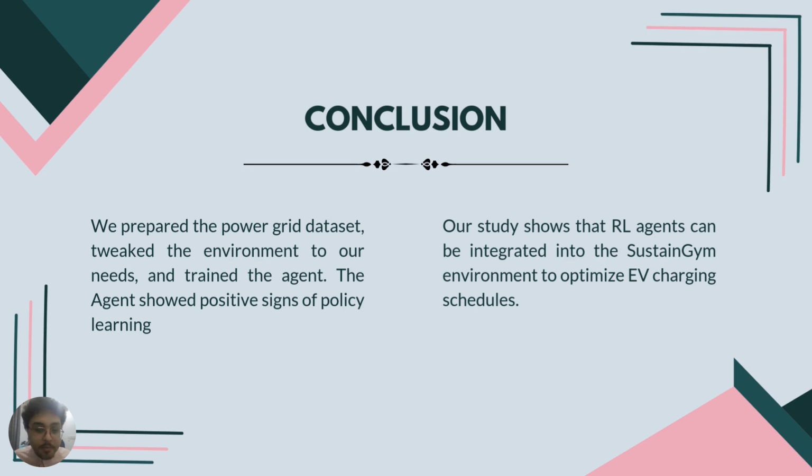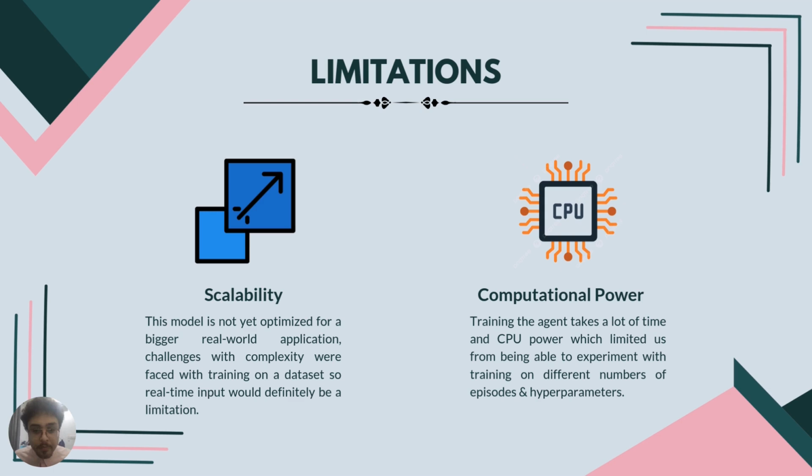For the conclusion, we prepared the power grid dataset, we tweaked the environment to our needs, and we trained the agent. And the agent did show some positive signs of learning. Our study shows that you can, in fact, use reinforcement learning agents to optimize EV charging mechanisms and save energy. Now, what are some of the limitations that we face?